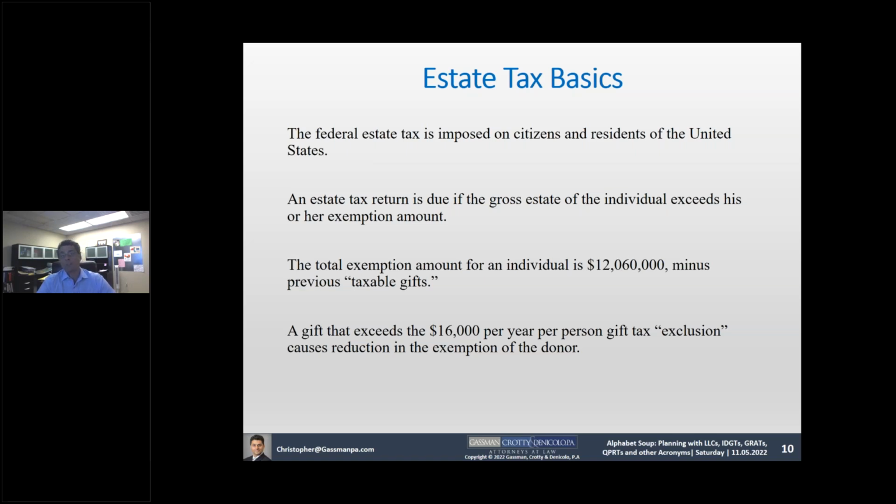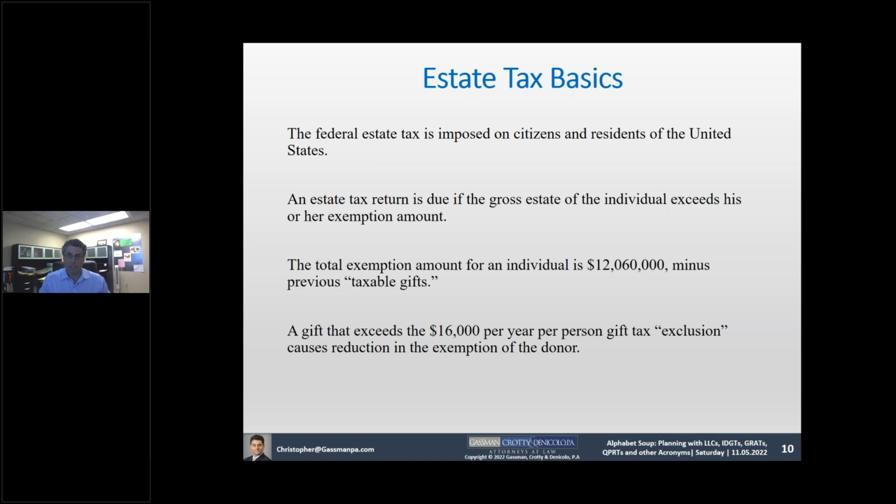And some of the planning we'll talk about today involves using that exemption amount while it's still available before it goes down to 7 million approximately in 2026. I also want to mention the $16,000 per year annual gift tax exclusion amount. And this is a neat gifting advantage that occurs in addition to the exemption. As a general rule, a US citizen or permanent resident can give $16,000 per year to each person, whoever they want, without reducing that reservoir of $12,060,000 of lifetime gifting exclusion.